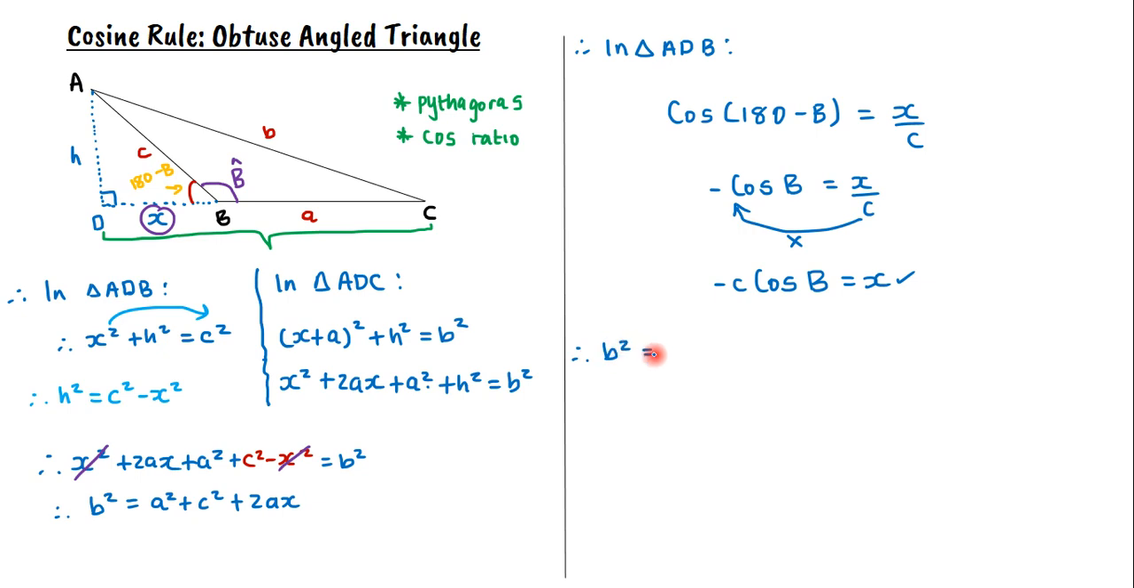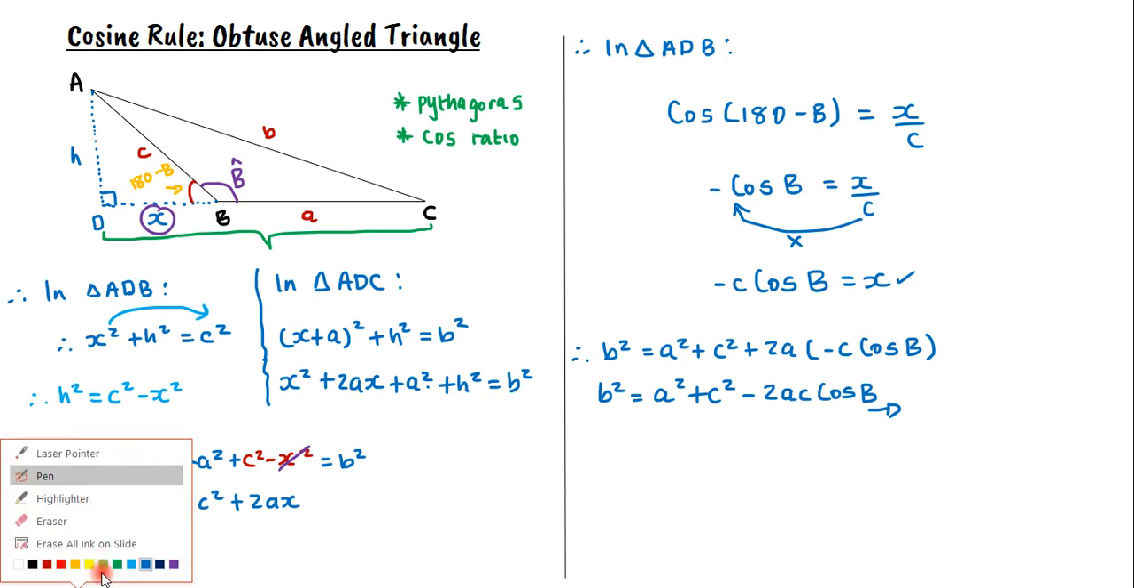Therefore, we're going to go back into our original equation, where x is our unknown. What are we going to do with this value? We're going to substitute our value for x, which is minus c cos B. Then from here we simplify, which will be a squared plus c squared. Positive times negative gives me negative, so this is going to be 2ac cos B. And that is how we derive our formula.